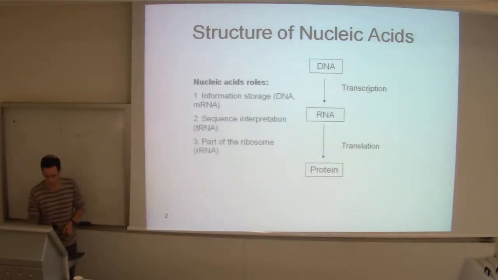We will go over each of these steps in the gene expression pathway that's presented here, which is also called the central dogma of biology. Already here, I'd like to emphasize the different roles fulfilled by nucleic acids. They store information in the form of DNA and messenger RNA. They are the sequence interpreters in the form of transfer RNA, tRNA. They're also part of the ribosome, ribosomal RNA, rRNA. Okay, we'll see this more soon.